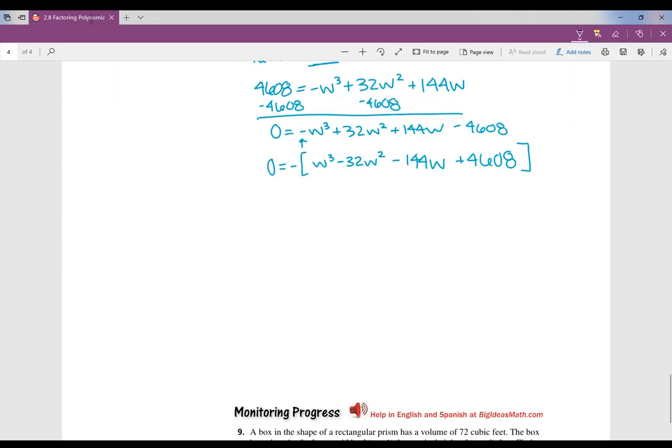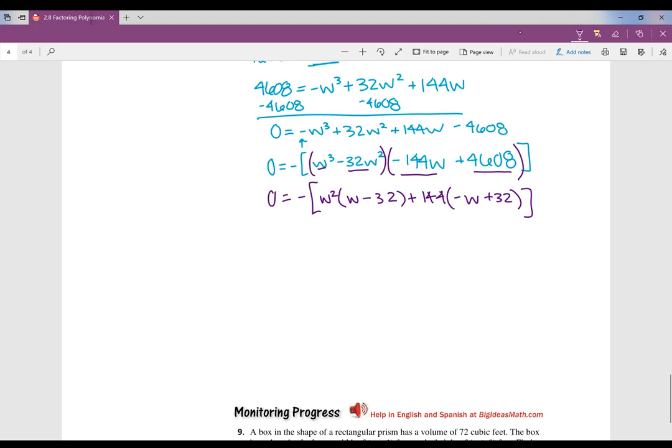Okay. So now we have 4 terms, so we can factor by grouping. So let's put it in our pairs. So we have W cubed minus 32W squared. What do those have in common? They both have a W squared. And if we divide out W squared, we'll be left with W minus 32. Now if we're looking at negative 144W and 4,608, what do those have in common? They actually have 144 in common. And if we divide that out, we'll be left with negative W plus 32.